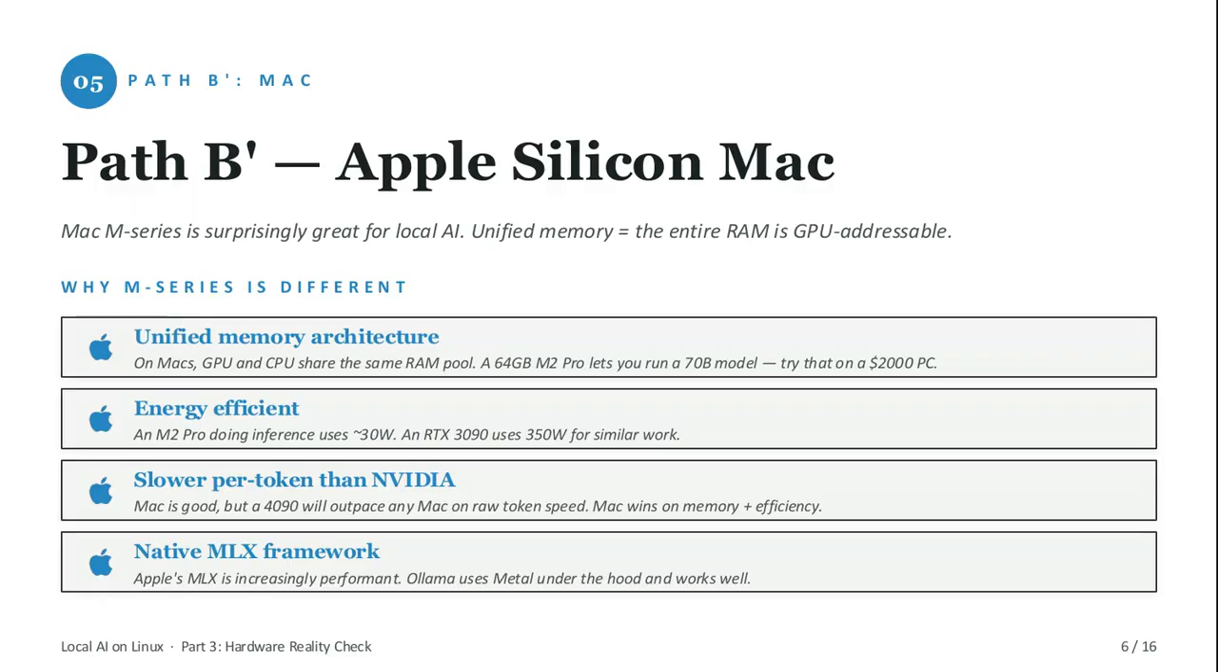Now here's the plot twist for a Linux-focused series. Apple Silicon is genuinely excellent at this. Because the M series uses unified memory, the GPU can address the entire RAM pool, so a 64-gig M2 Pro will happily run a 70B model that would choke a $2,000 PC. You pay for it in raw speed, a 4090 will out-token any Mac, but you win on memory headroom and power draw. We're talking 30 watts versus 350 for comparable inference, and the software side is solid. Llama runs on Metal and Apple's MLX framework keeps getting faster.